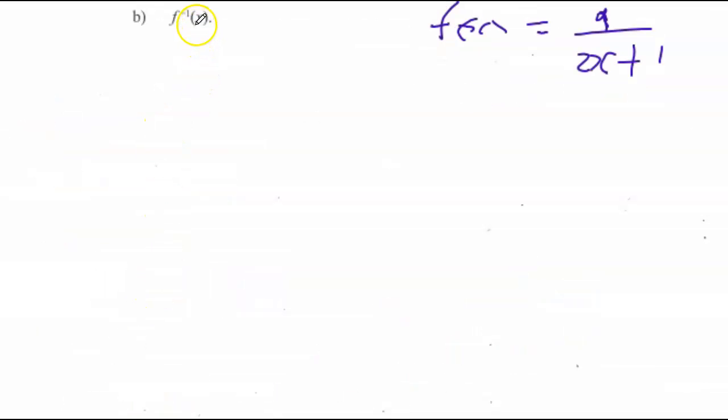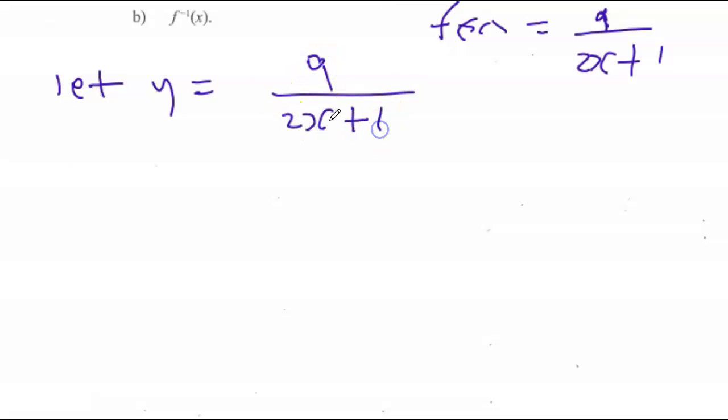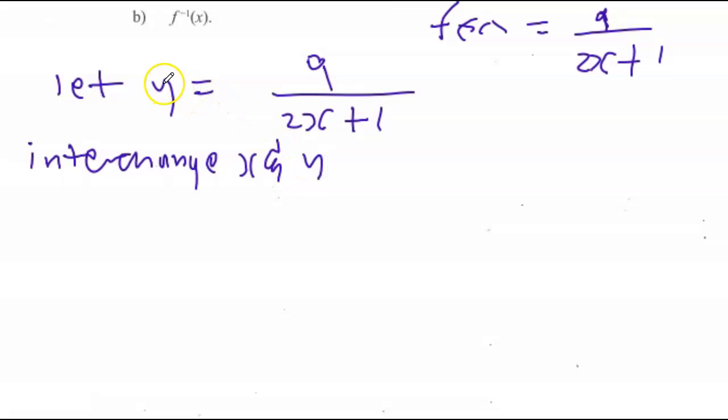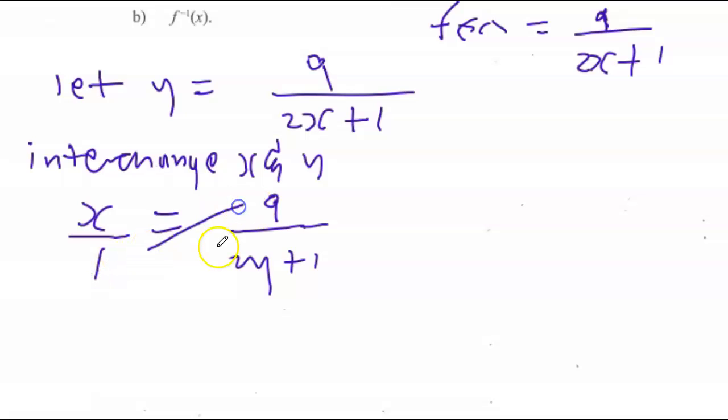Next, we are asked to find the f inverse x. So we let y be equal to whatever f of x is, which was 9 over 2x plus 1. And then we interchange x and y. Meaning where we have a y, you replace with x. And wherever x, you replace with y. Over that, and we can multiply both sides by 2y plus 1. So here we get x times 2y plus 1 equal 9.